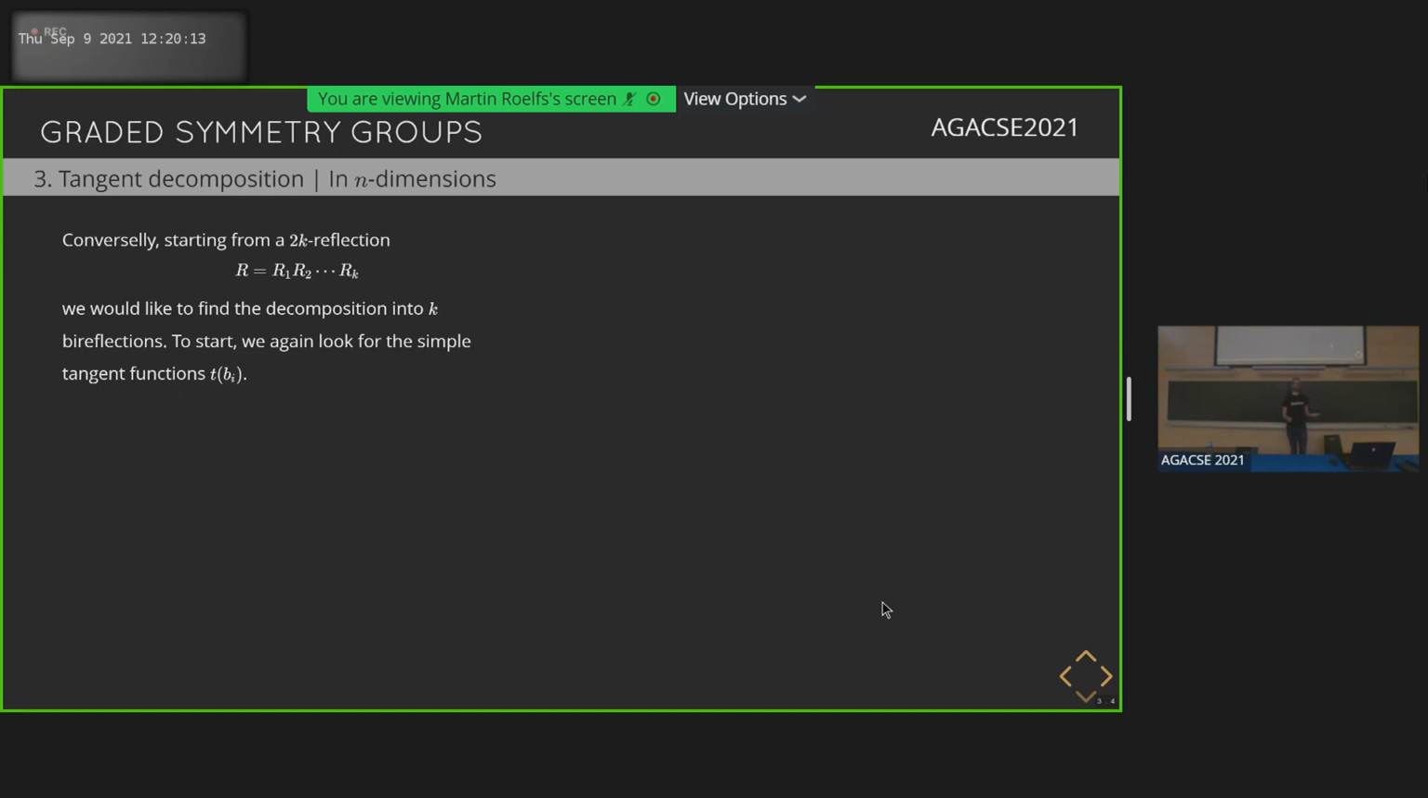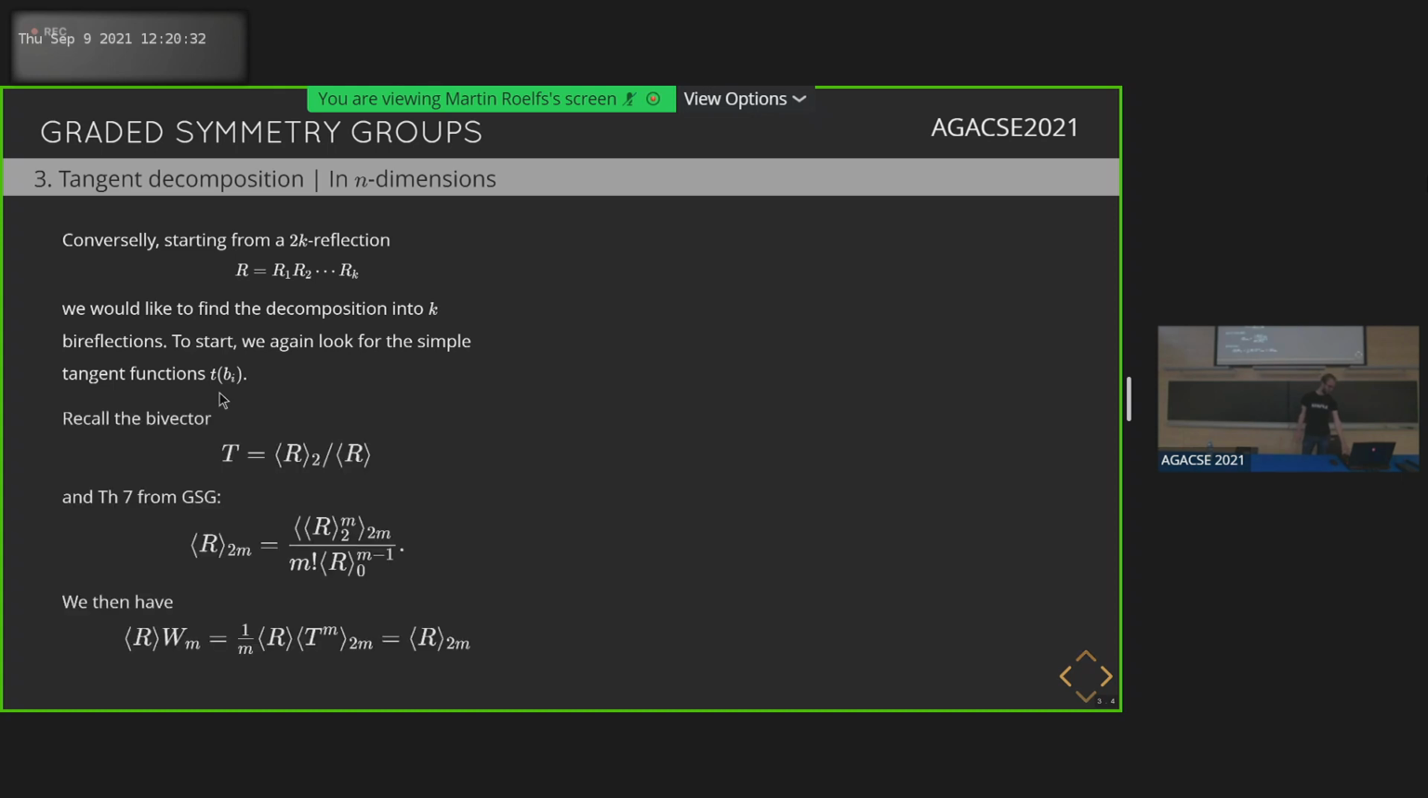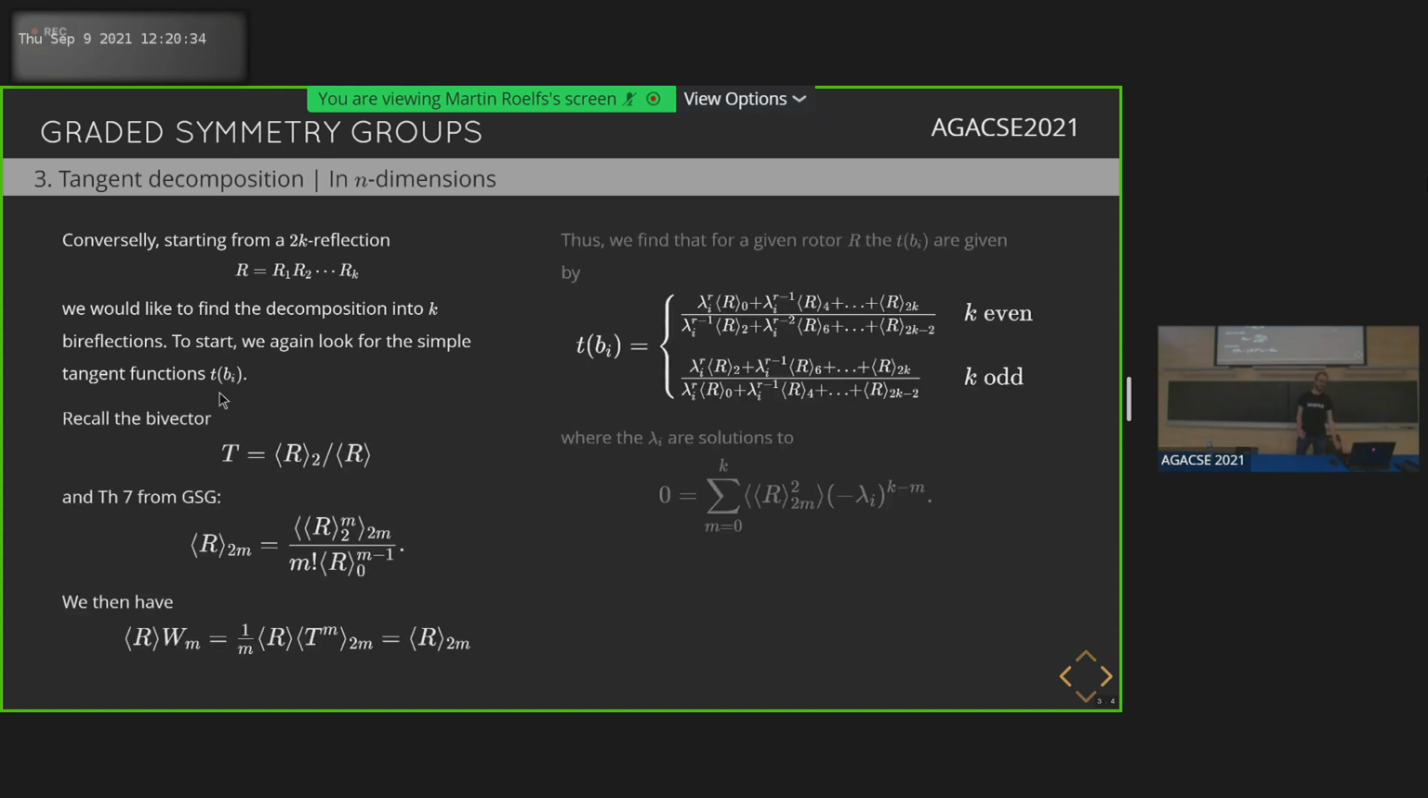Now I go in the opposite direction. So I start from a 2k reflection, and now I also know that in n dimensions, that should be decomposable into a product of k simple bireflections. And we now have a strategy in hand. We want to find these tangent functions of the simple ones. So I follow exactly the same strategy as before.